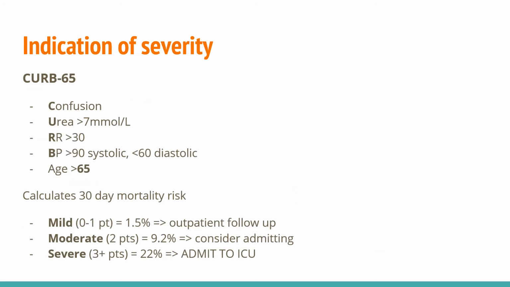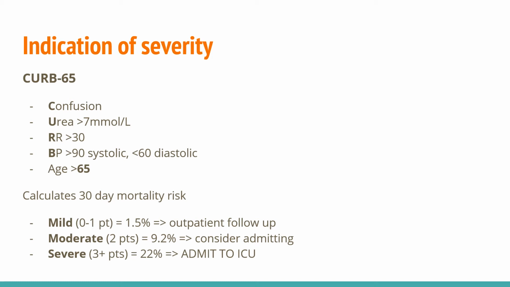Okay, so indications of severity. This is an interesting one. They used to teach us CURB 65, and I know that's kind of changing to CORB 65, which I'll talk about in the next slide. Because the problem with CURB 65 is the urea. You have to kind of wait for that blood to come back.